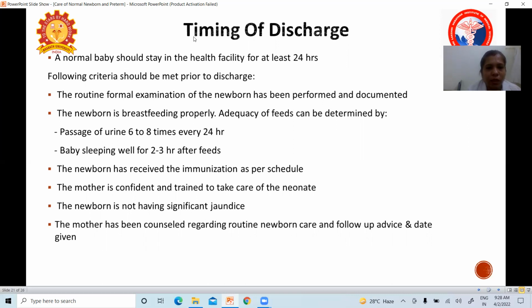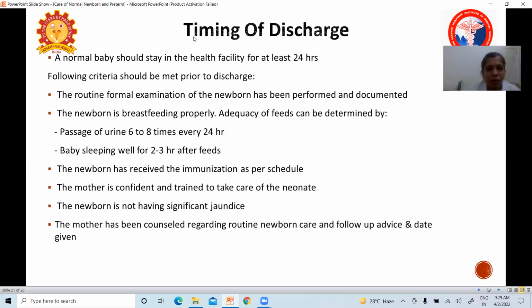The routine formal examination of the newborn has been performed and documented. The newborn is breastfeeding properly. Adequacy of feed can be determined by the passage of urine. Baby must be passing urine 6 to 8 times every day. Baby should be sleeping well for 2 to 3 hours after every feed. The newborn should receive immunization as per schedule. The mother is confident and trained to take care of the neonate.